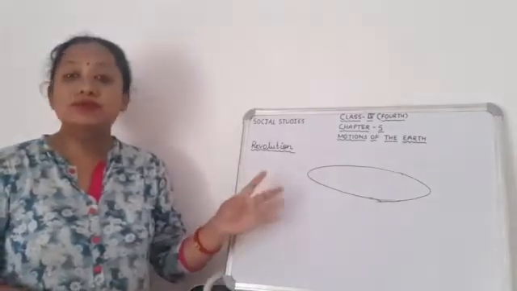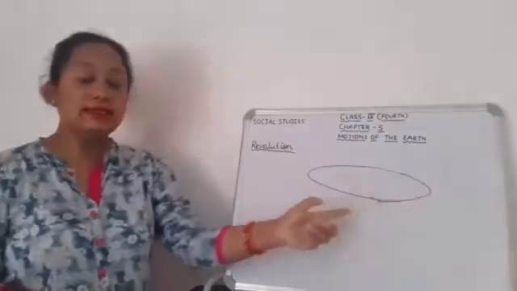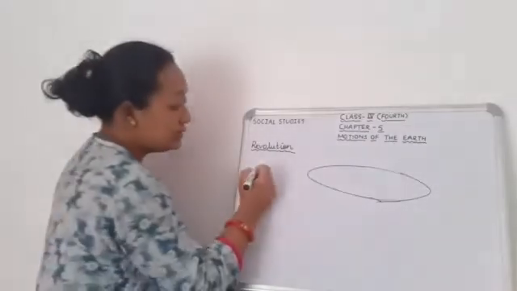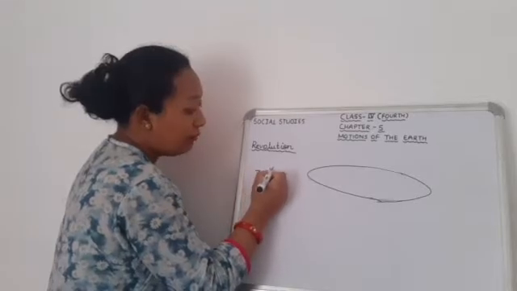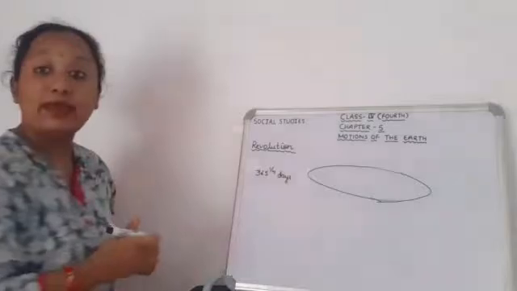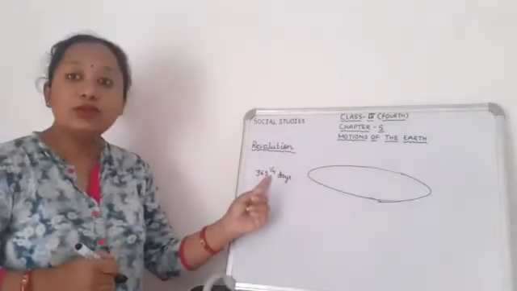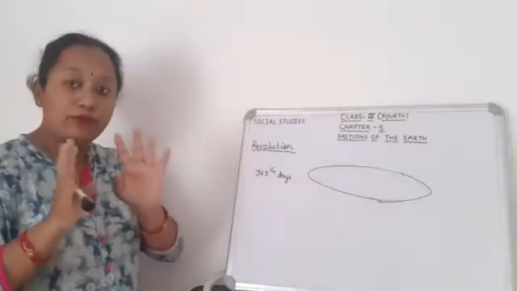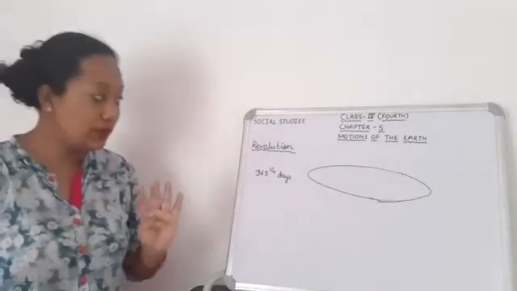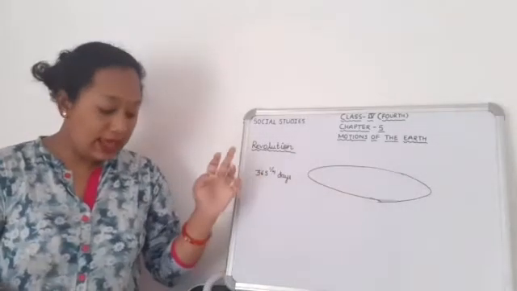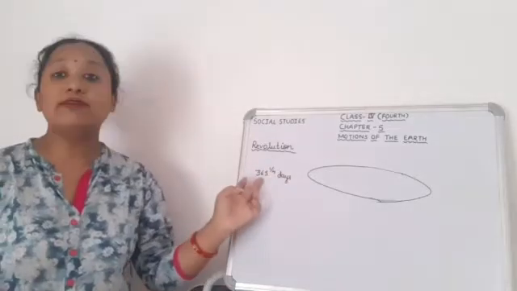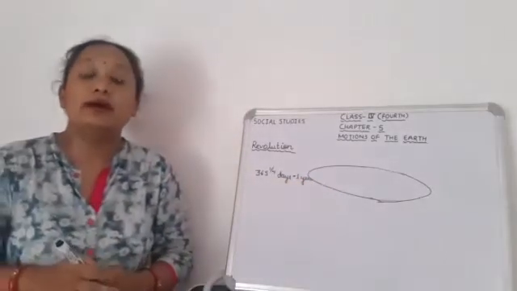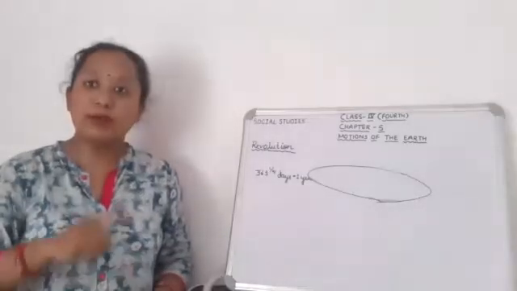It also moves from west to east, and it takes 365 1/4 days. How many days? 365 1/4 days. It means 365 full days, and from the next day only one fourth part, not the three parts, is taken to complete one revolution. These 365 1/4 days make approximately 1 year to complete one revolution.